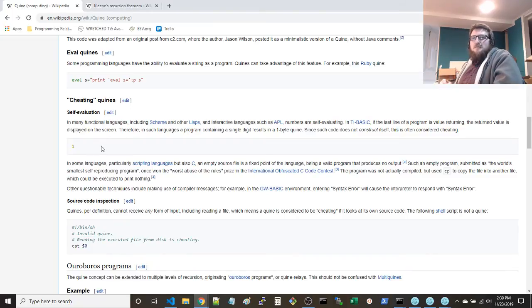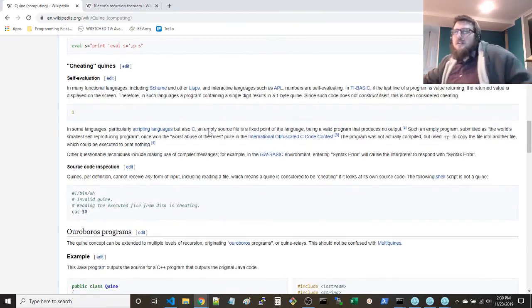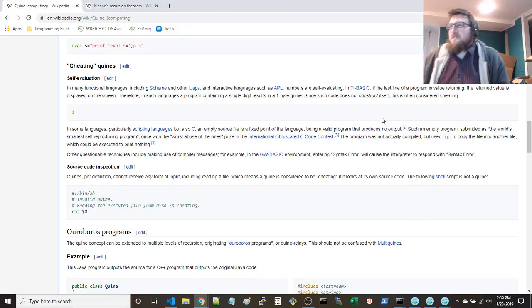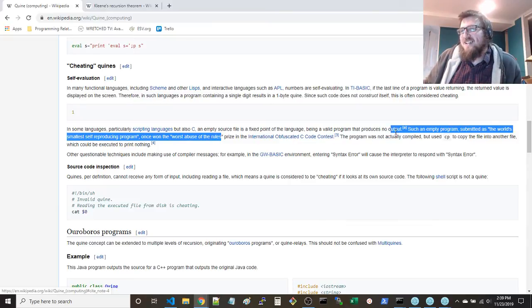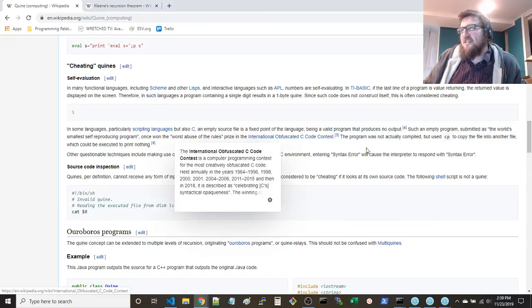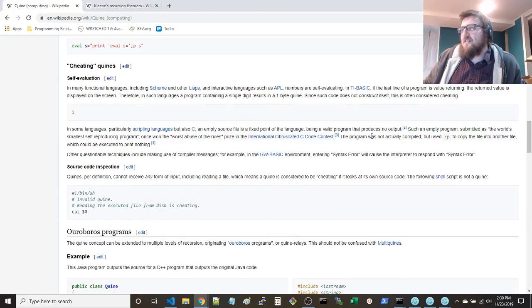In some languages, particularly scripting languages, but also C, an empty source file is a fixed point of the language, being a valid program that produces no output. Such an empty program, submitted as the world's smallest self-reproducing program, once won the worst abuse of the rules prize in the International Obfuscated C Code Contest. The program was not actually compiled, but used cp to copy the file into another file, which could be executed to print nothing. That's pretty funny.